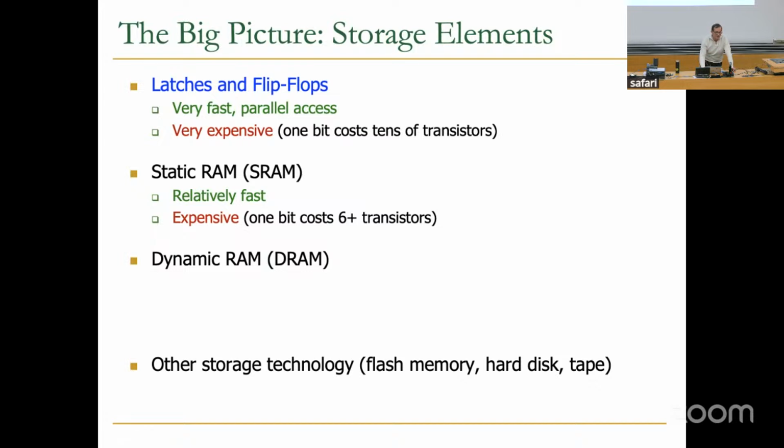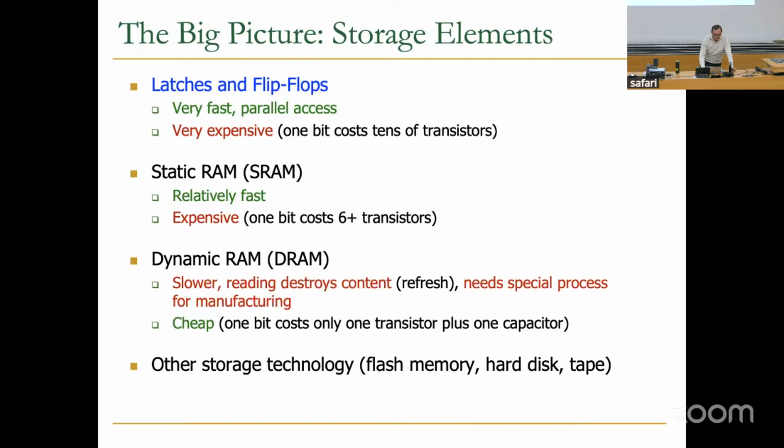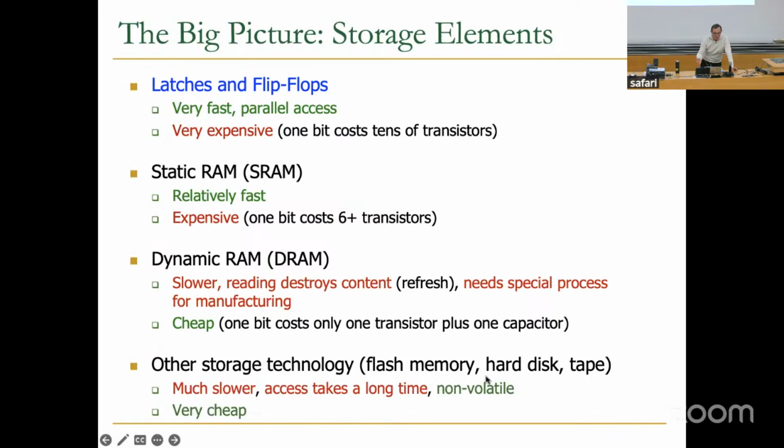Dynamic RAM, which is essentially all of the memories of today, is slower. It has a lot of issues, like special processing, but it's very cheap. One bit costs only 1 transistor plus 1 capacitor. That's why you can have gigabytes and gigabytes of it. Other storage technologies, even cheaper, flash memory, hard disk, tape, are much slower. Access takes a long time. They also have some other characteristics that we will talk about, even cheaper.